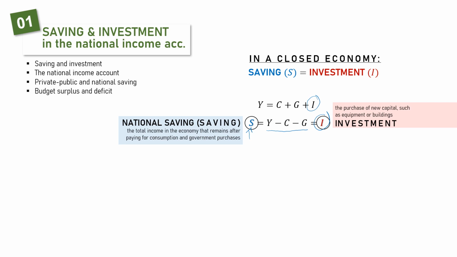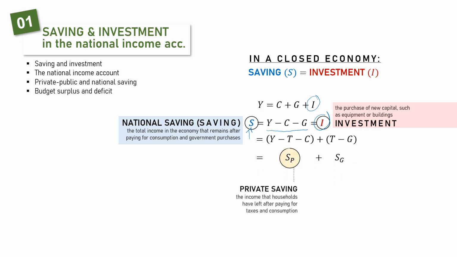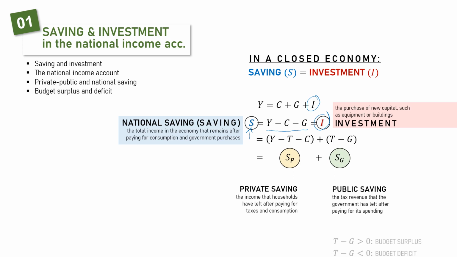We can break down the national saving into two terms here. The first term is the excess disposable income that is not spent by households, thus the household saving. The second term is public saving. It basically comes from budget surplus. When the opposite occurs, when tax is less than government spending, or a budget deficit occurs, public saving will be negative.